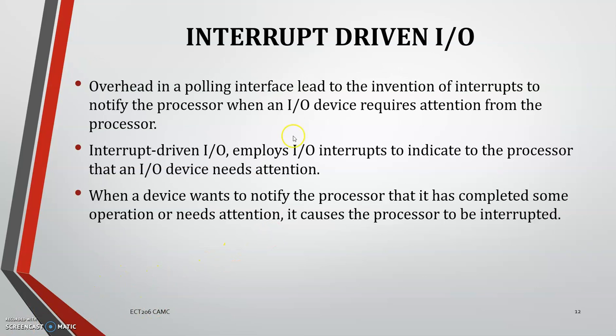The next one is interrupt-driven. So the overhead in a polling interface led to the invention of interrupts to notify the processor when an I/O device requires attention from the processor. Interrupt-driven input-output employs interrupts to indicate to the processor that an I/O device needs attention. When an I/O device wants to notify the processor that it has completed some operation or needs attention, it causes the processor to be interrupted.